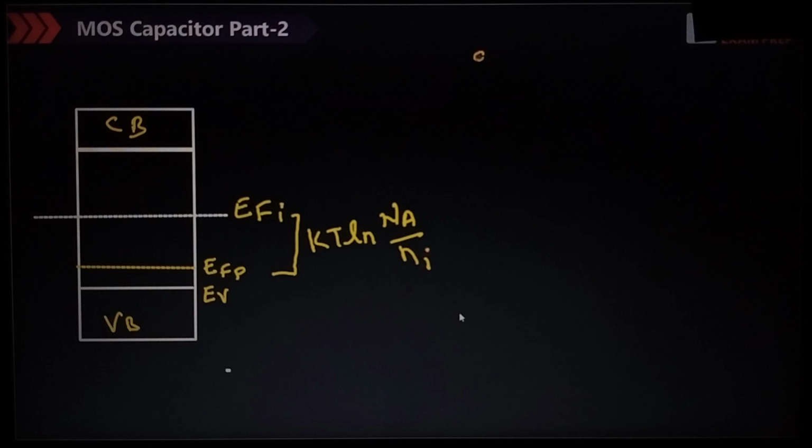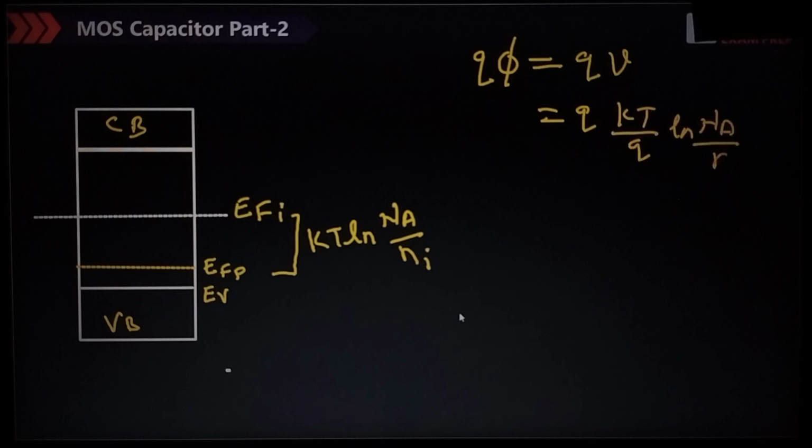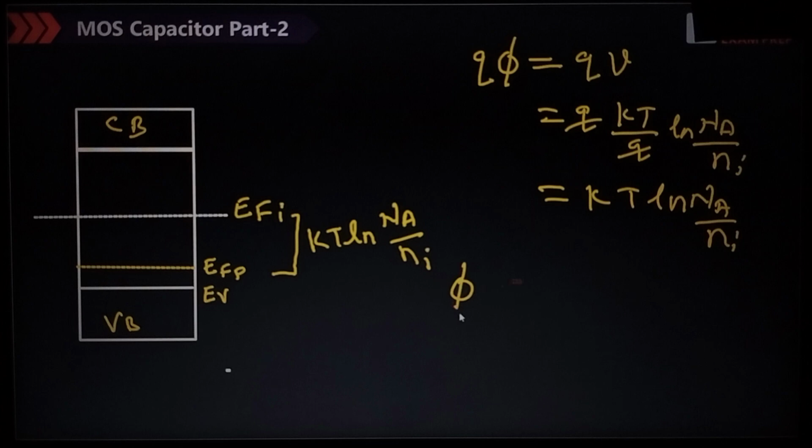Remember that this is nothing but q, that is called the work function. I will introduce the new function that is represented by phi, and that is given by q times the potential. What is the potential? The potential is kT by q log of Na by Ni. The q cancels and we get kT log of Na by Ni. So what is the work function actually? The work function is nothing but kT by q log of Na by Ni.